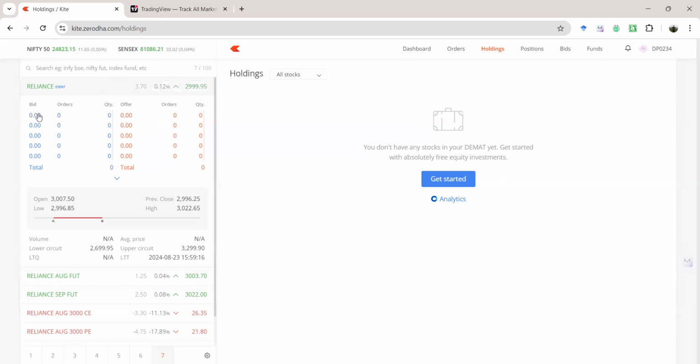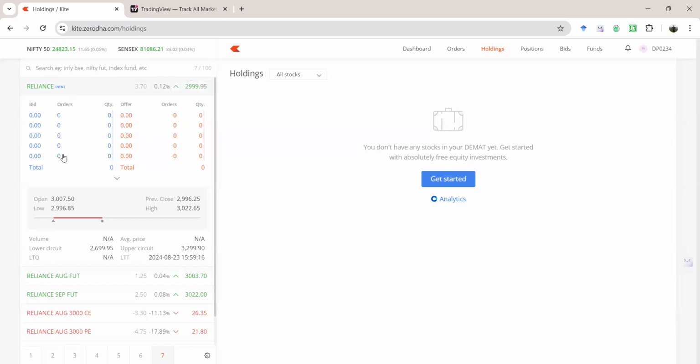So bids will be available at 2999.90 and the offer for sale will be at 3000 rupees. That means there is not much difference between bid and offer. And the order quantity will be visible here.